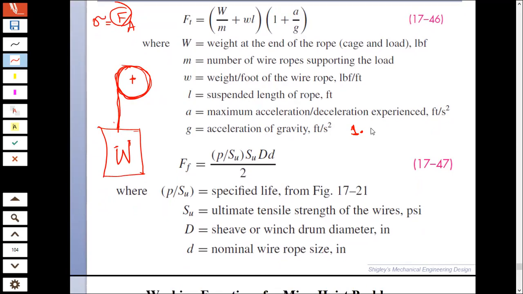Weight, sir, of the elevator and weight of the people. Dead weight is the weight of this elevator, and if there are people, material, whatever in there, they will be included. The second one should be the weight of the rope itself, and rope is also very heavy. Its weight will also be there, right?